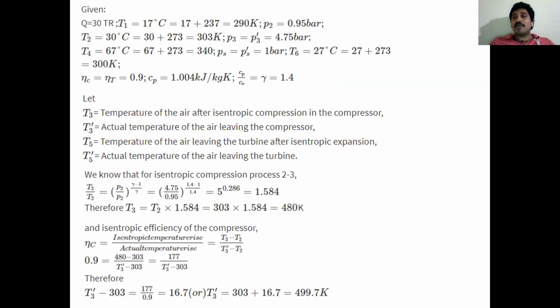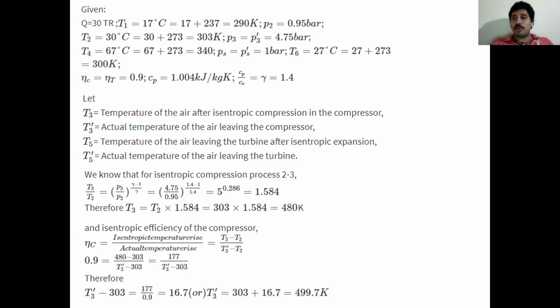But ideal temperature is not required. Our problem belongs to actual. So actual means actual temperature is a must. So directly we cannot determine that. That's why initially we calculated ideal temperature. With the help of ideal temperature and efficiency, we calculate actual temperature.